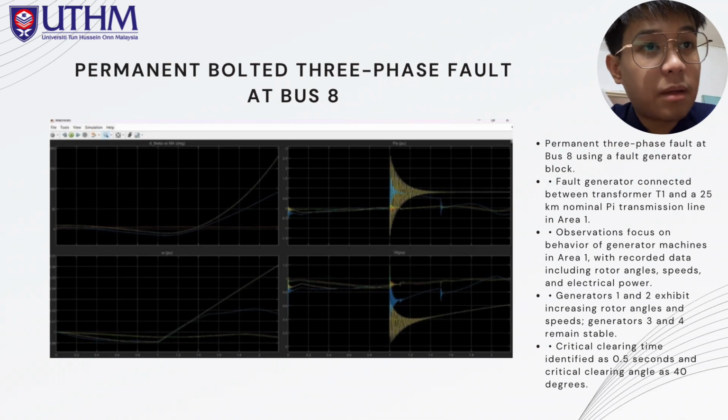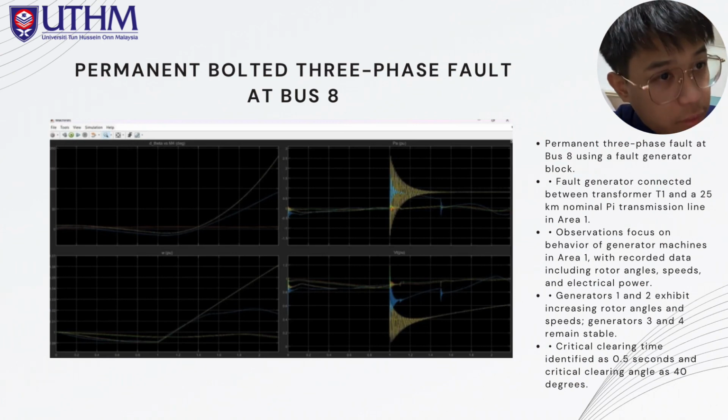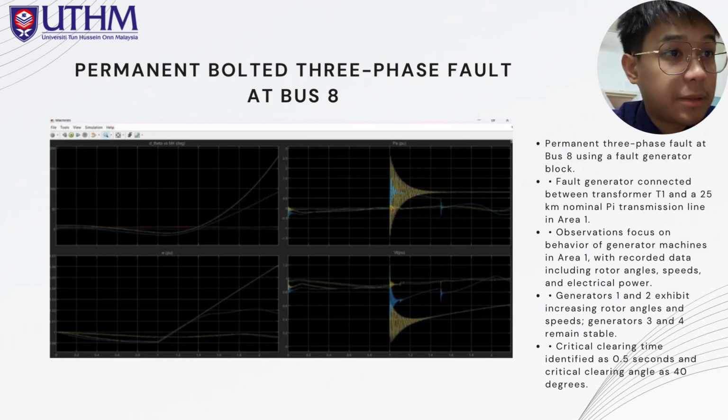So this is the permanent three-phase fault at bus 8. The permanent three-phase fault at bus 8 uses a fault generator block. The fault generator is connected between transformer T1 and the 25 km nominal PI transmission line in area 1. Observation focuses on the behavior of the generator machines in area 1. Recorded data include rotor angle, speeds, and electrical power. Generators 1 and 2 exhibit increasing rotor angles, and generators 3 and 4 remain stable. Critical clearing time is identified as 0.5 seconds and critical clearing angle as 40 degrees.